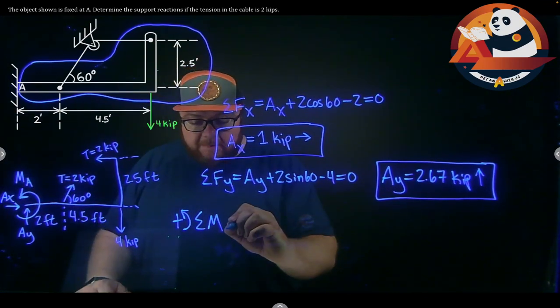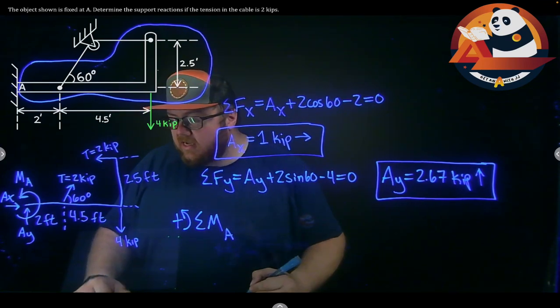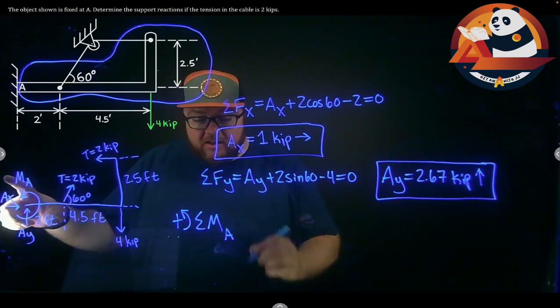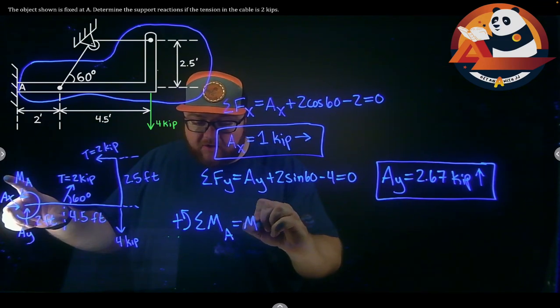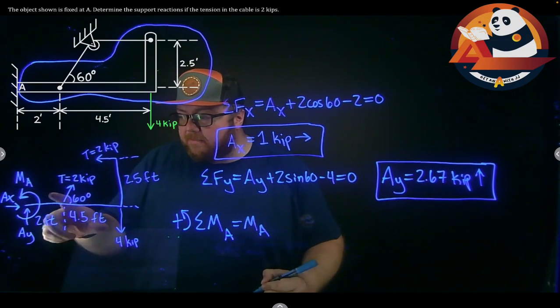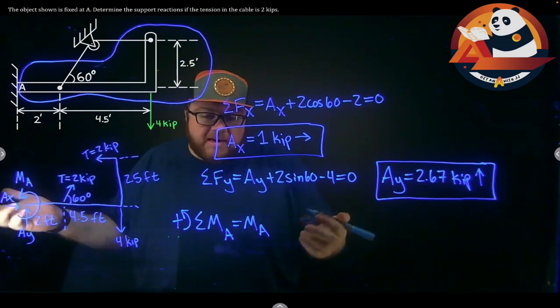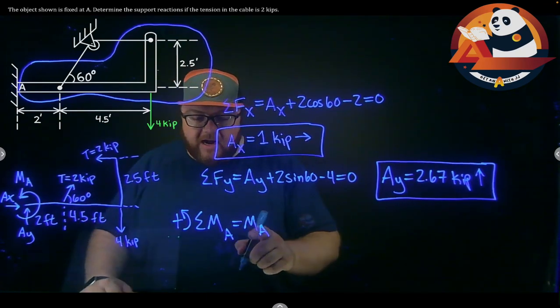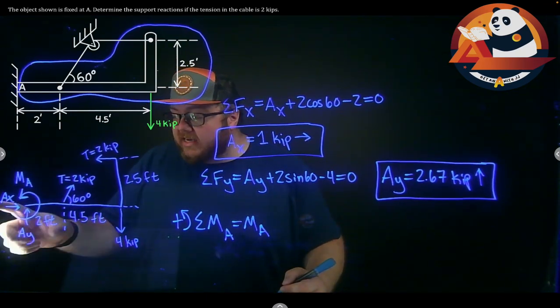I'm going to sum moments about point A to get us there. That means I have to include MA in here. That's a variable for us. It is causing rotation about point A, but I don't need to multiply by distance on here. No matter where I put it, I wouldn't multiply by distance. But I don't include AX and AY in here.